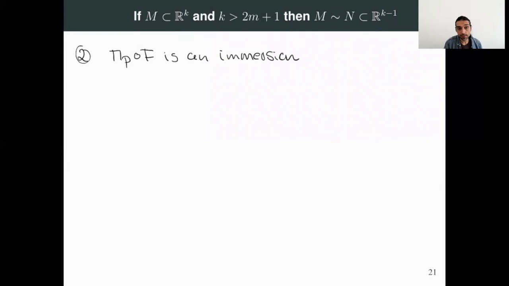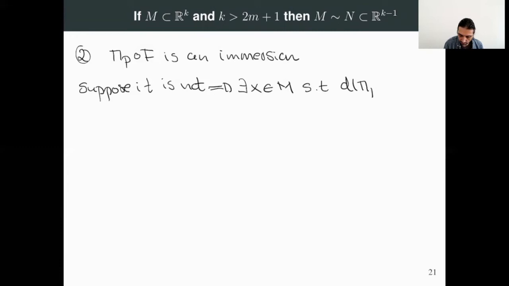If it's an immersion, then since it is already injective and proper, it's going to be an embedding. Okay. And again, suppose it's not. So there exists a point x in M such that the differential of the composition, let's call it pi, the composition at x is non-injective. But this is a linear map. So if it's non-injective, there exists a non-zero vector in its kernel.